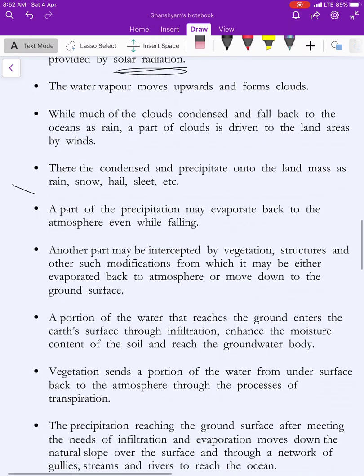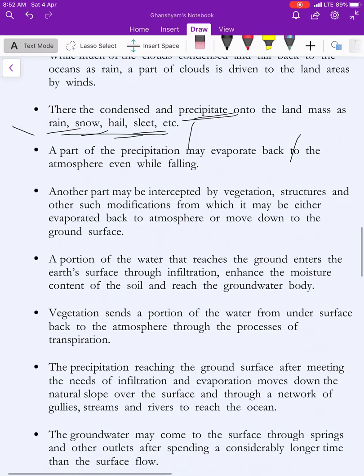The clouds condense and precipitate onto the land mass as rain, snow, hail, sleet, etc. So these are the forms of precipitation. A part of precipitation may evaporate back to the atmosphere even while falling. So while raining, due to heat energy provided by the sun, a part of this water will go back to the atmosphere itself.